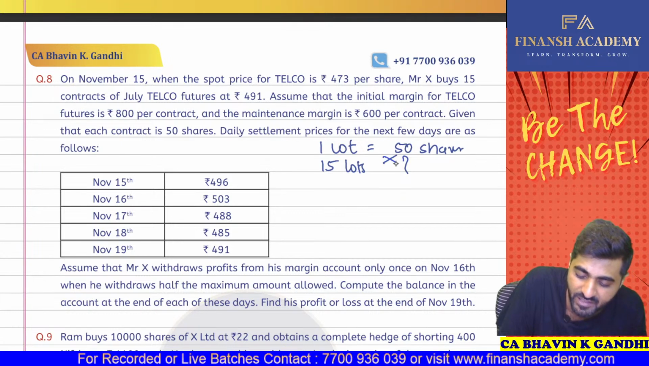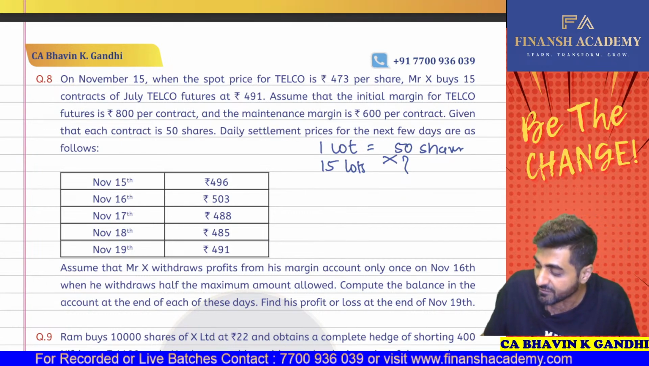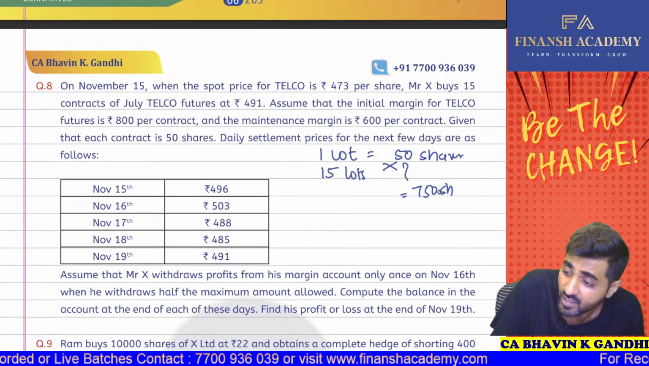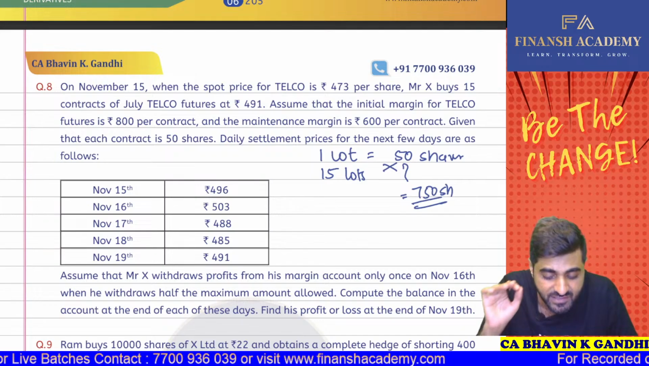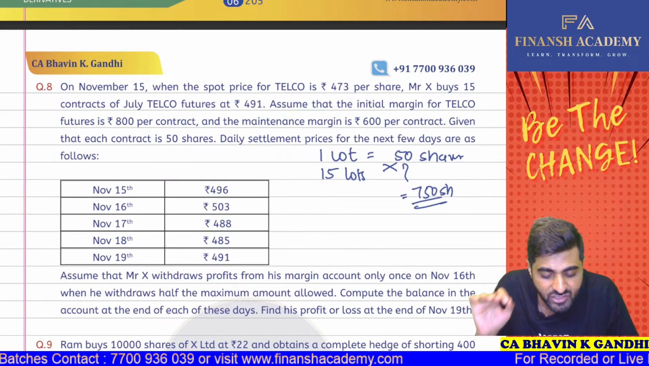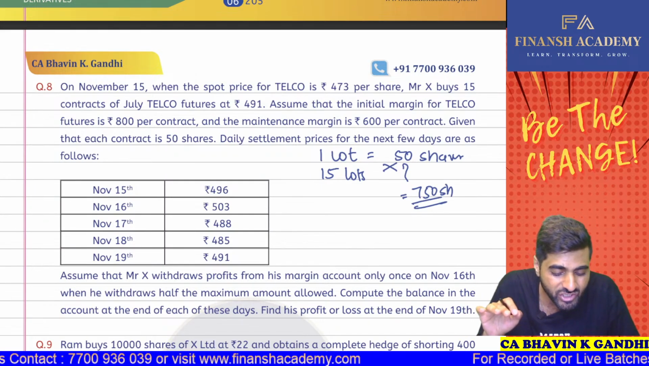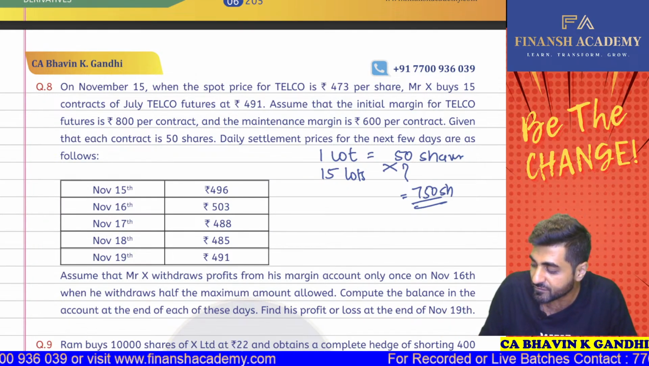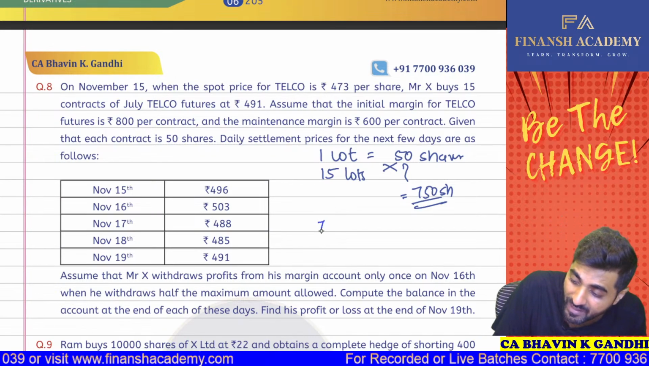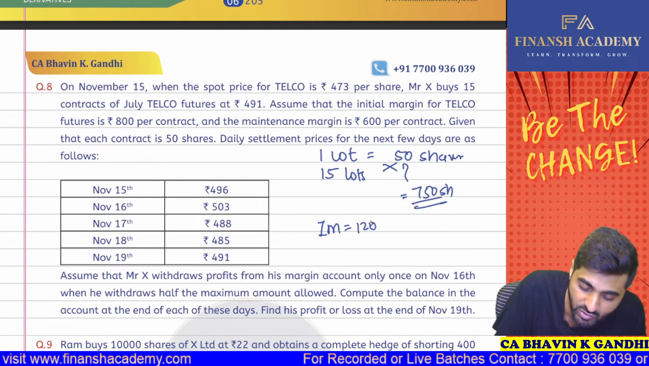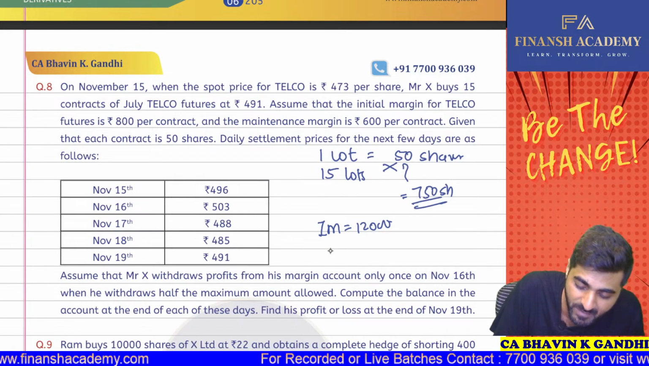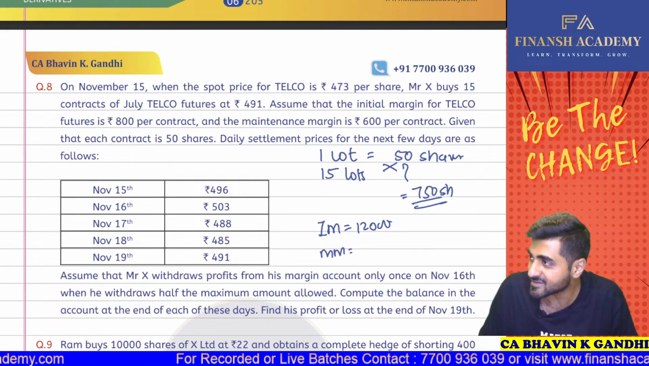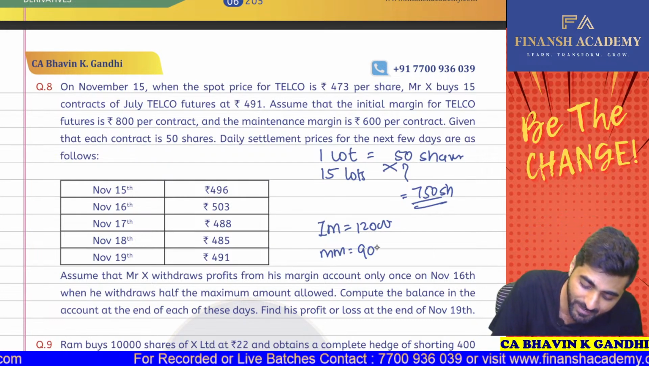So for 15 lots, my dear students, how many shares are we buying? We have an exposure of 15 into 50, that is nothing but 750 shares. Okay, so this is your exposure, 750 shares. Now my dear students, you have an initial margin of 800 per contract. So what's your initial margin? 800 into 15, so that is 12,000 rupees. So my dear students, your initial margin is 12,000 rupees. And what's your maintenance margin? Your maintenance margin is 15 into 600, and that is nothing but 9,000 rupees. So that's your maintenance margin.